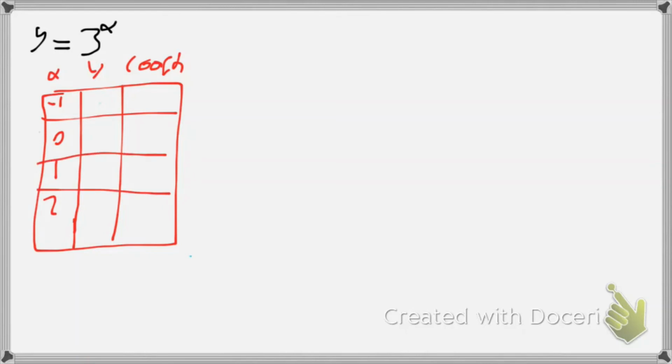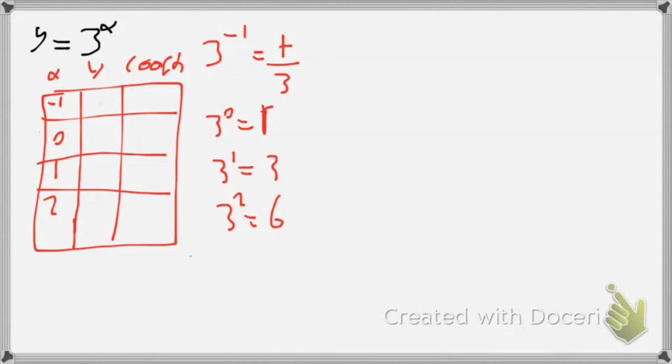So 3 to the power of negative 1 becomes 1 over 3. 3 to the power of 0 is equal to 1. 3 to the power of 1 is equal to 3. 3 to the power of 2 equals 6. So I could put these as my y values: 1/3, 1, 3, and 6.